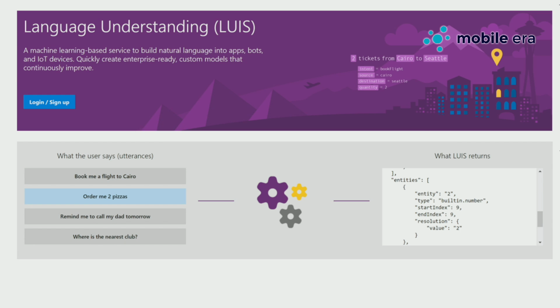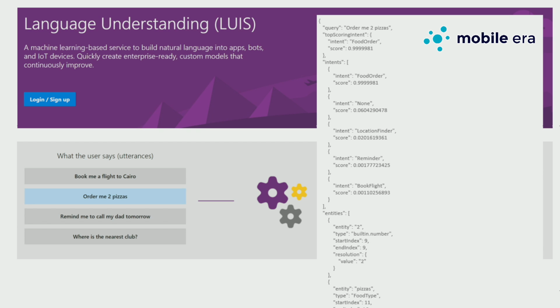So here's another example. We can say that we want to order two pizzas. Then we get the top scoring intent of food order, and then we also get two entities. The first entity is the number 2, and the second entity is pizzas. So they have different types also. The 2 has the type of number, and pizzas has the type of food type.